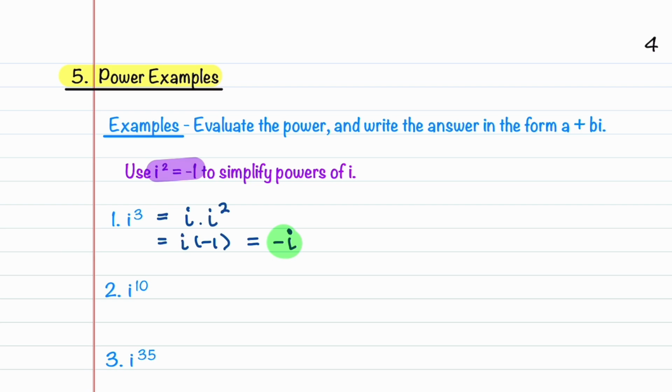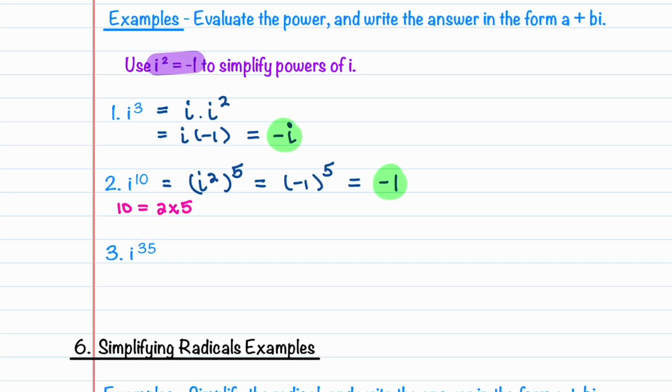Now let's look at our second one. Again, we want to write this as a power of i squared, so we can think of 10 as being equal to 2 times 5. So we can write i to the 10th as i squared raised to the 5th. Our i squared then is negative 1, and we have negative 1 to the 5th. So negative 1 raised to an odd power is going to be equal to negative 1.